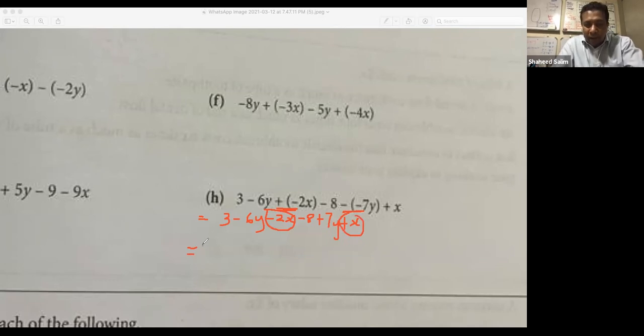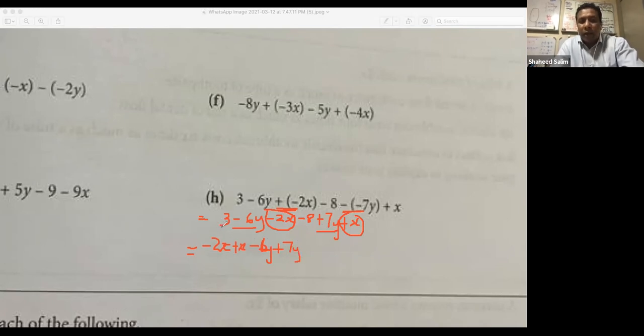So you just write minus 2x plus x. Can you see? Then later on you figure out. Then the next one is y. Down here you can see y. Minus 6y plus 7y, I just copy. Minus 6y plus 7y. See? It's just that simple. Plus 7y.